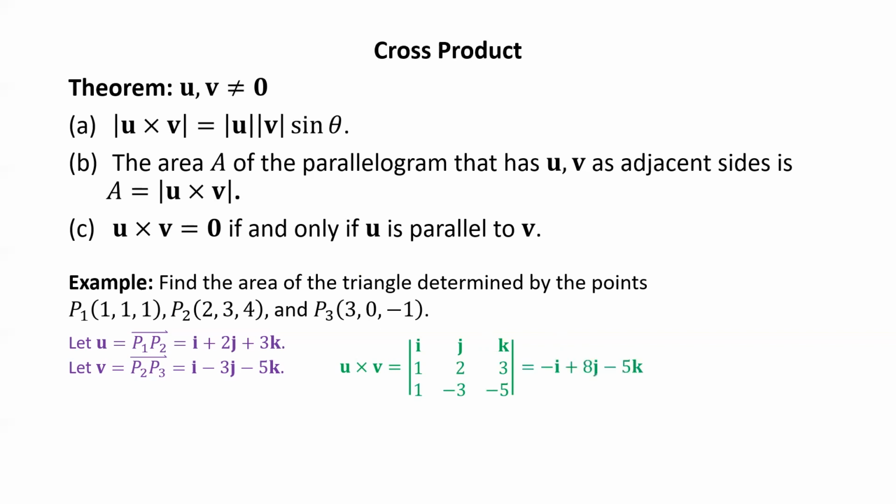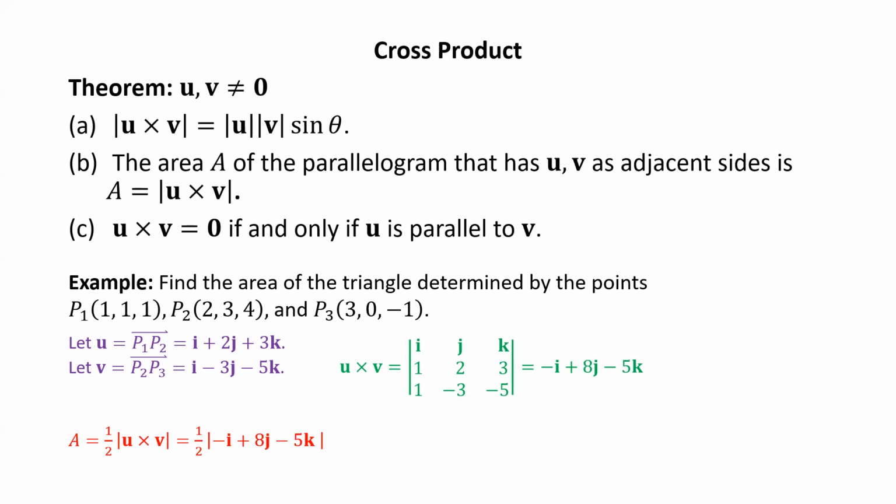So for the i component, we get negative 10 plus 9 is negative 1i. For the j component, we have 3 plus 5, which is 8. And for the k component, we have negative 3 minus 2, which is negative 5k. Okay, so the area is 1/2 the length of u cross v.